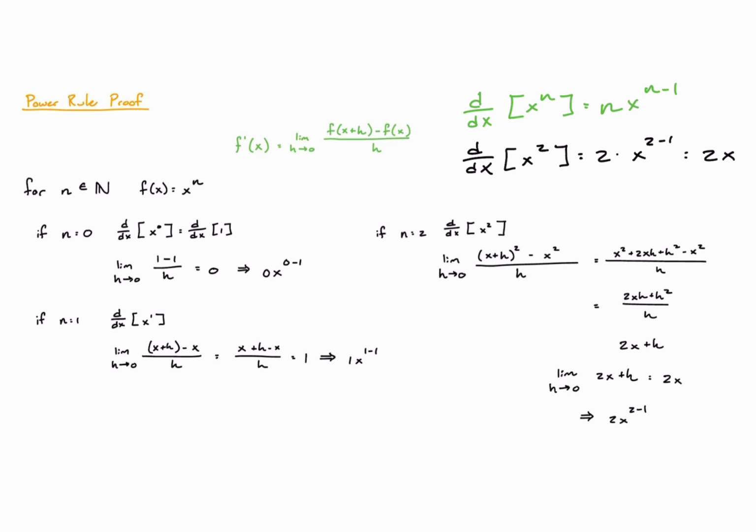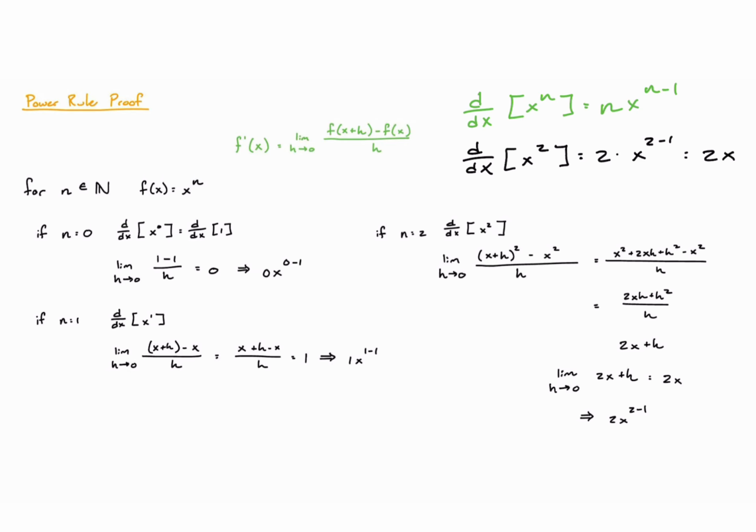And a quick proof here is if we're assuming that n is any natural number, where f of x is equal to x to the n, then let's take a look at n equals 0. Then we get x to the 0, which is just 1. And if we use our limit definition of derivative, we'll get our limit is equal to 0, which is also the same as 0 times x raised to the power of 0 minus 1. So that is 0.